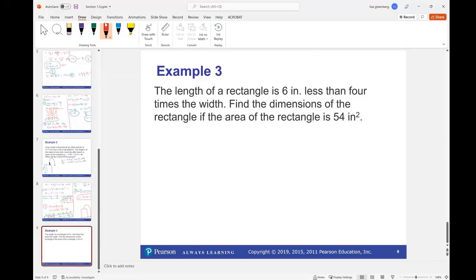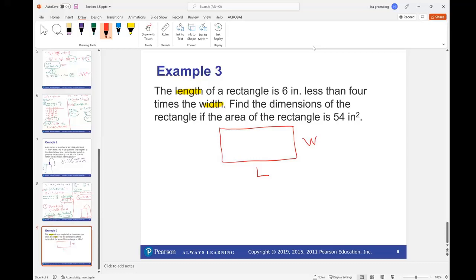Last question. We have the length of a rectangle. So we have a rectangle. Let's first draw a rectangle. I'm just going to call this length, and I'm going to call this width. So I'm just going to label them L and W for length and width, okay? And it's telling me the length of a rectangle is 6 inches less than 4 times the width.